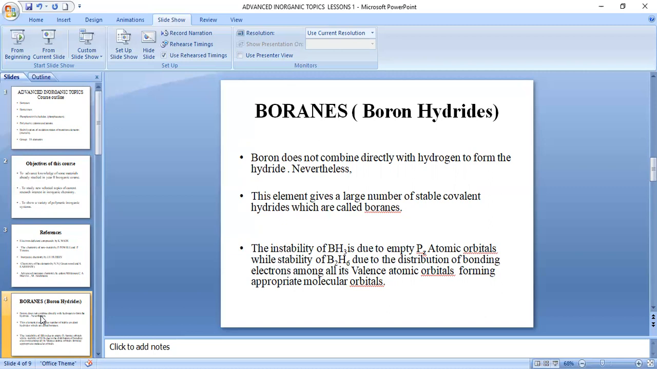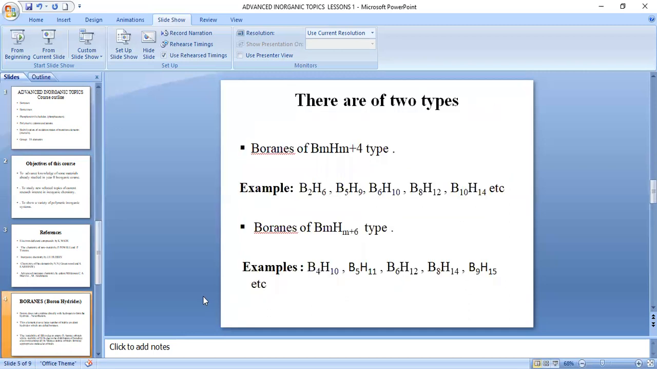The stability of the diborane is due to the distribution of the bonding electrons among all its valence atomic orbitals, forming appropriate molecular orbitals.